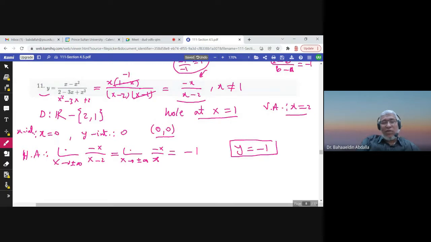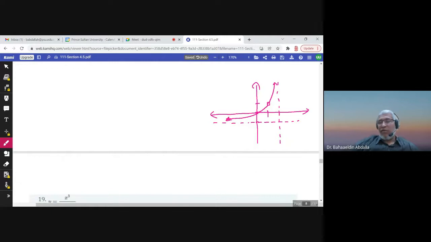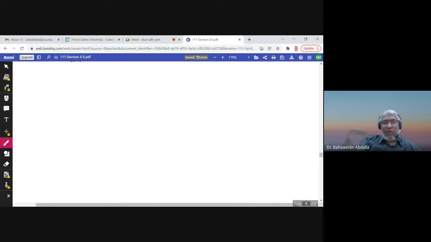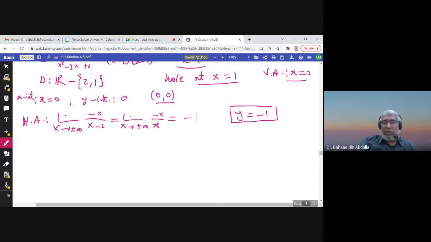So it is not defined at 2, and it's not defined at 1. At 1, there is a hole. At 2, there is a vertical asymptote. Good. All the information now is okay.